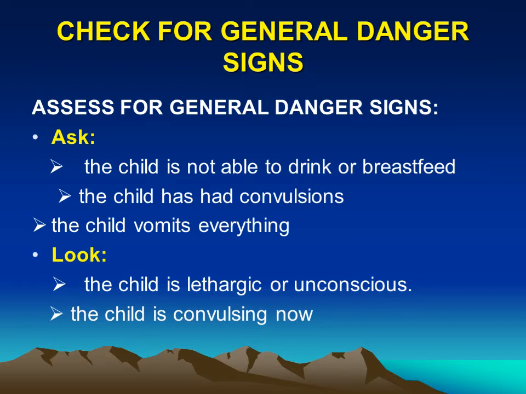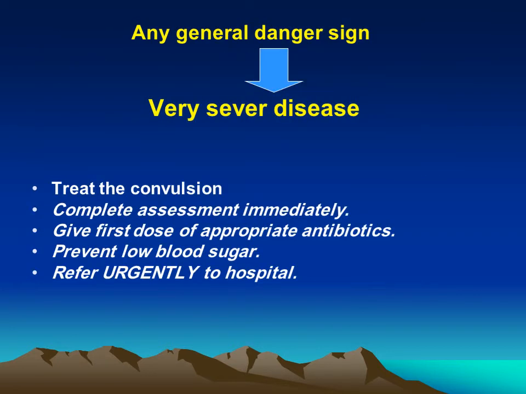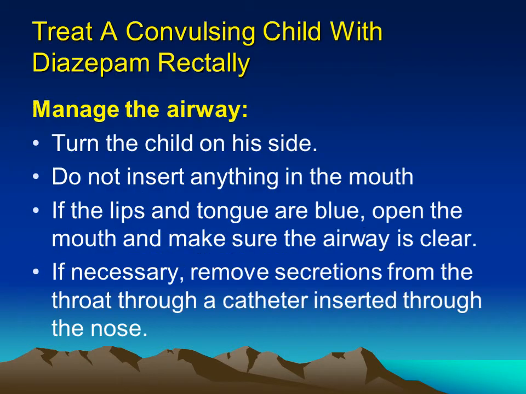When the baby has any of these danger signs, we should classify him as very severe disease. Treat this patient in the following steps. Treat convulsion if present. Complete the assessment immediately. Give the first dose of appropriate antibiotics. Prevent low sugar and refer immediately to the hospital.